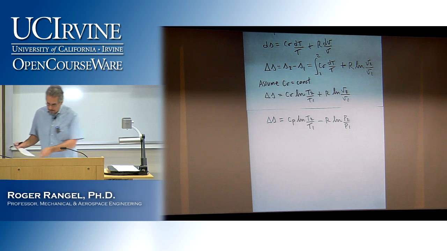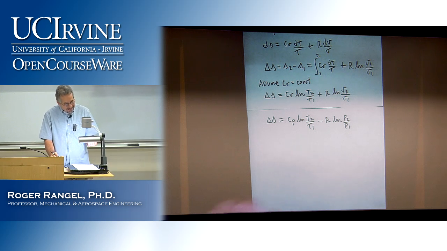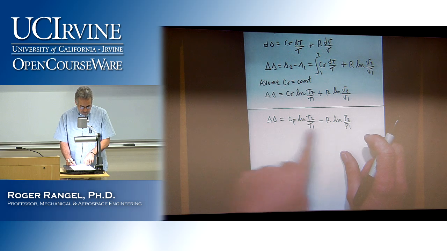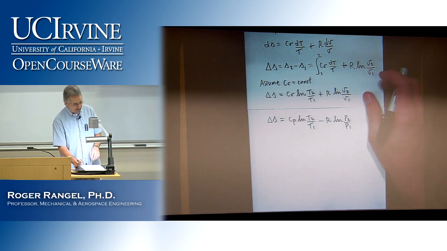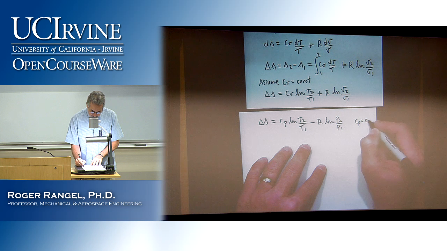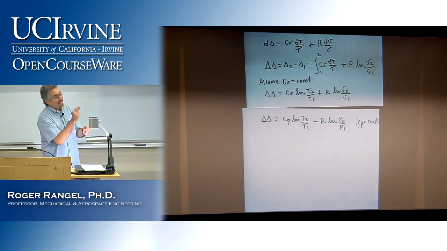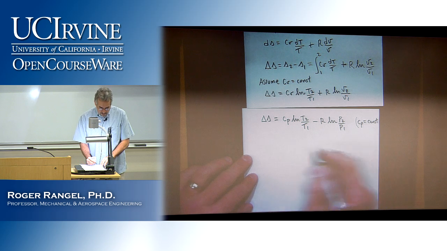And let me show you, if I take it one step back, in this last expression I have made the assumption that Cp is constant, just like I did here. So maybe you're going to put that here so you don't get confused. This is for constant Cp. All right? This one.